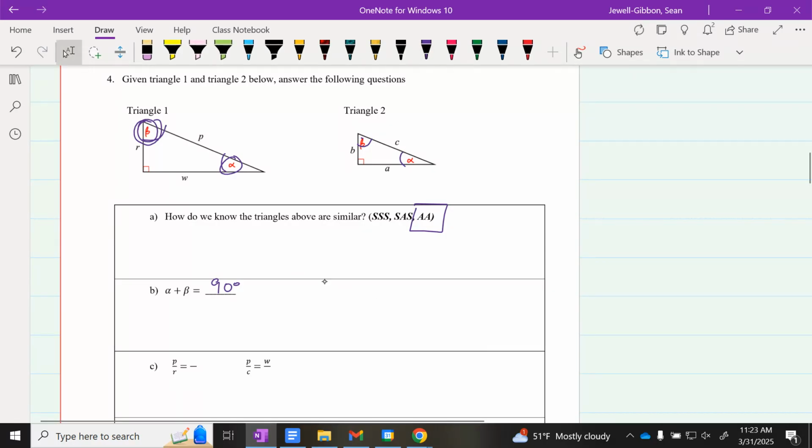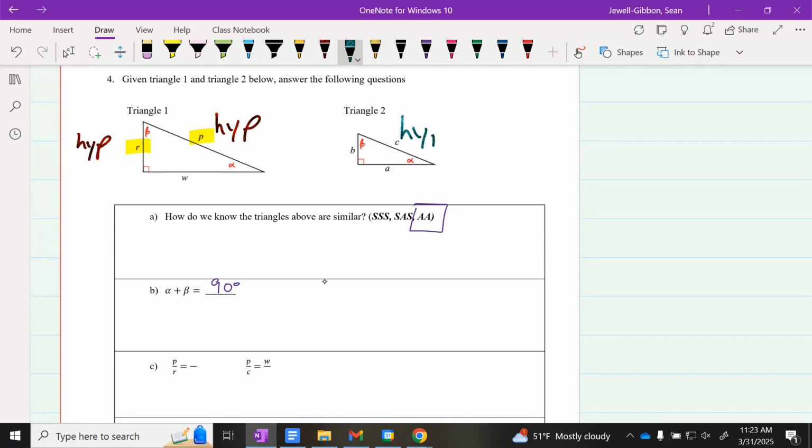All right, down here we have some similarity statements, or I should say proportions here to set up. So we have P over R. I'll go ahead and highlight that here. So we got P over R equals blank over blank. Well, this is the hypotenuse of triangle 1 over the left side of triangle 1. And that is going to be equal to the hypotenuse of triangle 2 over the left side of triangle 2. So we're just setting up some proportions here. So hypotenuse over left side equals hypotenuse over left side. Hypotenuse here is C, and left side is B.